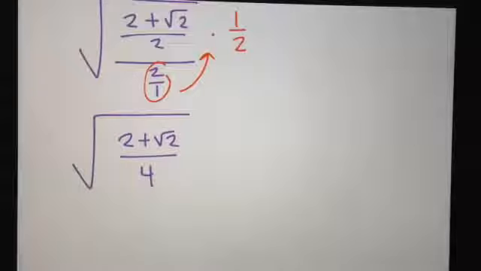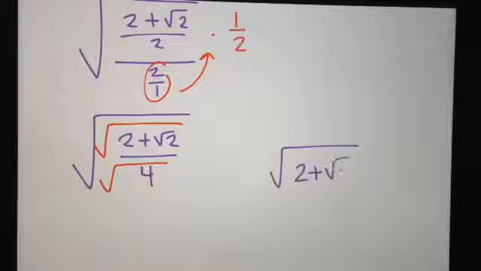And now I can split it so that basically I have a square root on the top and a square root on the bottom. The square root on the top is just going to stay like that, 2 plus the square root of 2. But on the bottom, the square root of 4 is just plain old 2. And we always want to do that because we don't want to have a square root on the bottom of a fraction, so it's important that our final answer looks like that.